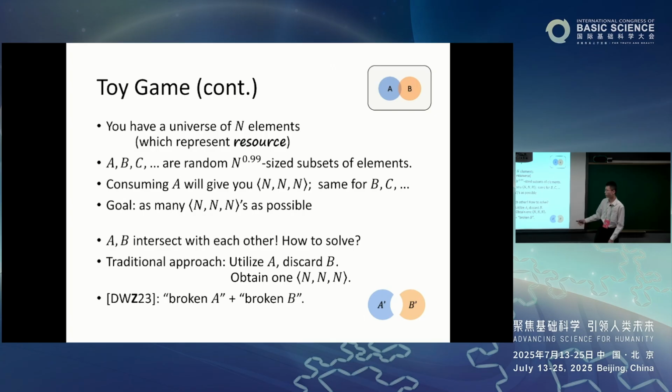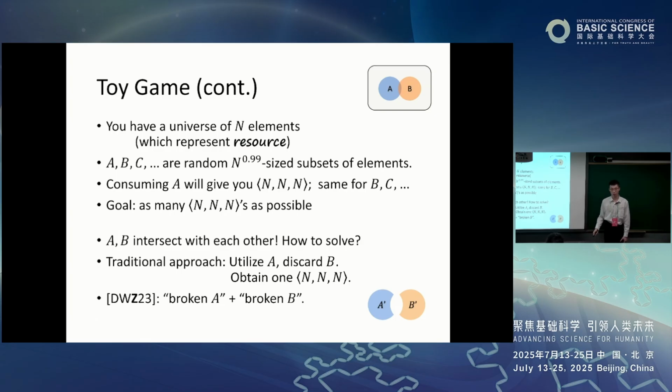But in our recent work, in our 23 paper, we introduced a new approach. We start by manually deleting the intersection part in the middle, like shown in this picture. This will transform both sets A and B into the so-called broken sets, which means that a fraction of the elements in both sets are missing. But the good thing is that the two broken sets are now disjoint from each other, so we can utilize them separately. The hope of our new approach is that if a broken set can still give us something meaningful, then we can take advantage of the increased number of sets that we have.